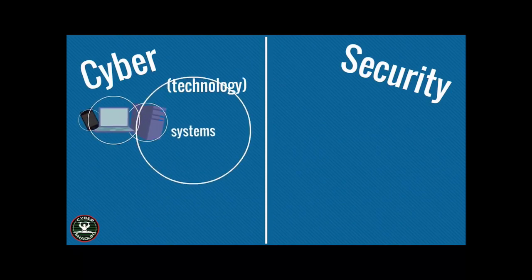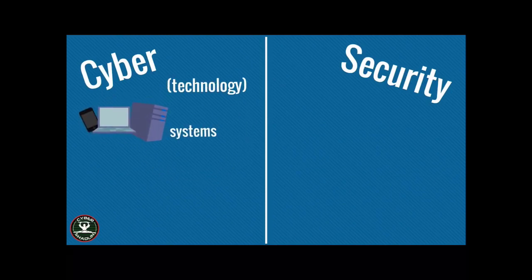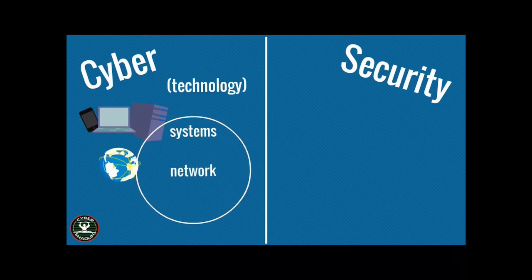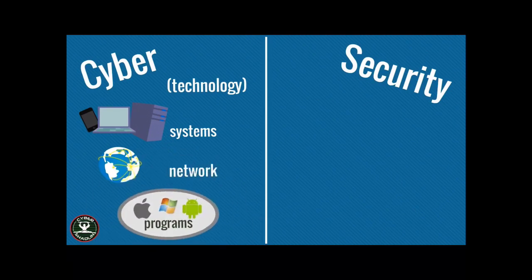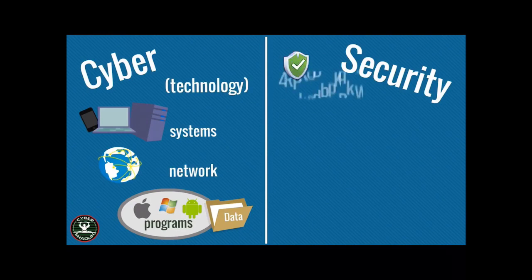This includes computer systems like laptops, servers, and phones. Computer networks such as the internet or local area networks. Computer programs such as operating systems and user applications. And data like your personal assets or important files. So with an understanding of what cyber is, let's look at what cybersecurity is. Cybersecurity is the protection of these computer systems, computer networks, computer programs, and data against hackers.